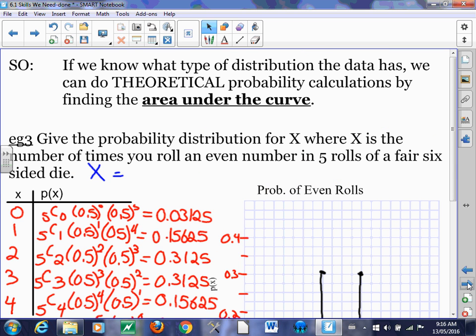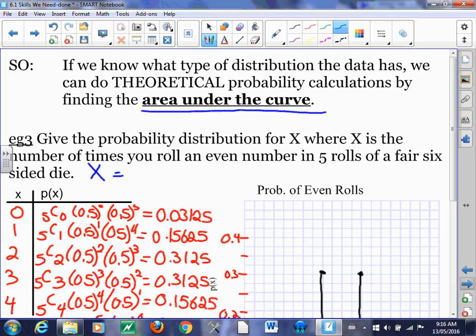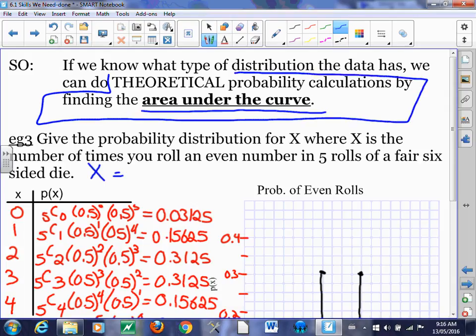Okay, so if we know that type of distribution the data has, we can do theoretical probability calculations by finding the area under the curve. So this is a thing to make sure you know, put a star around it. To find the theoretical probability, it's the area under the curve. All right. But sometimes it's hard to do the area under the curve.